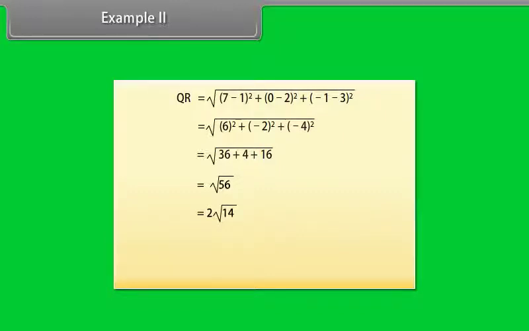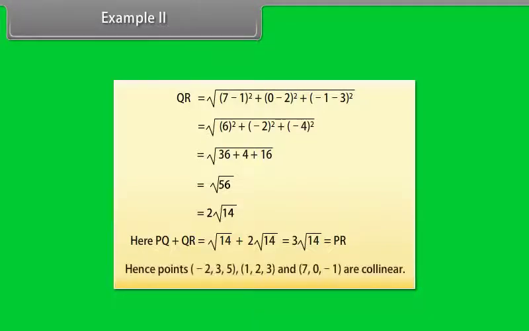Here, PQ plus QR is equal to square root 14 plus 2 into square root 14 is equal to 3 into square root 14 is equal to PR. Hence, points -2, 3, 5, 1, 2, 3 and 7, 0, -1 are collinear.